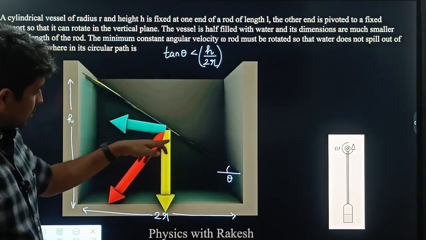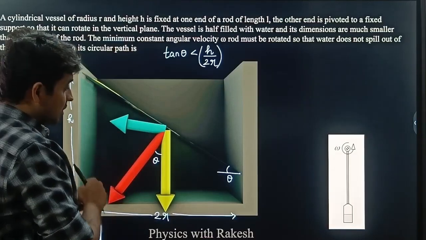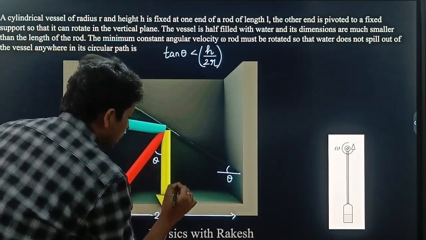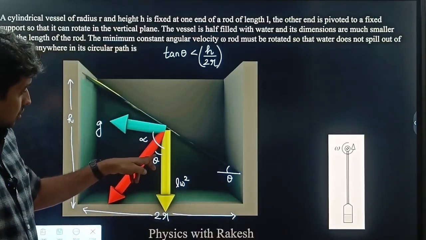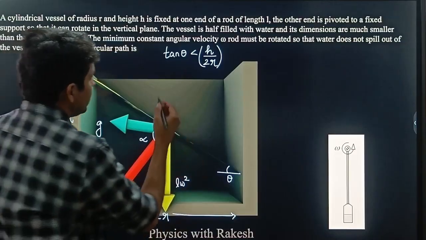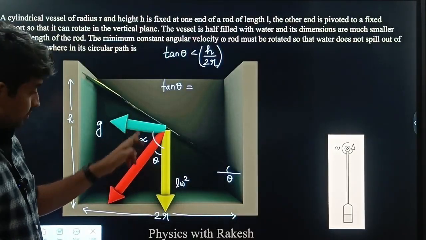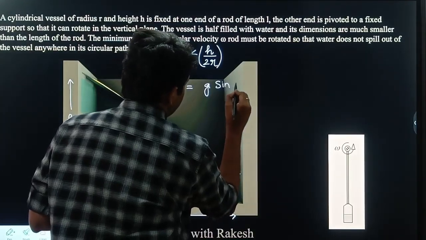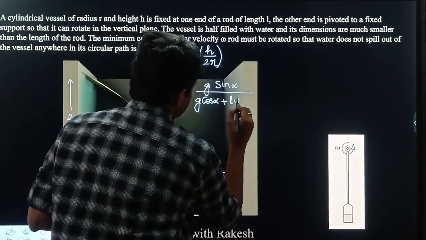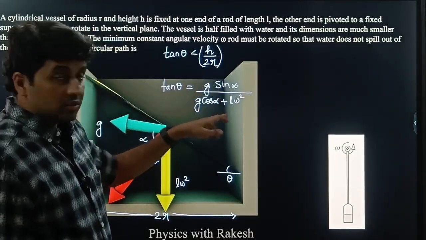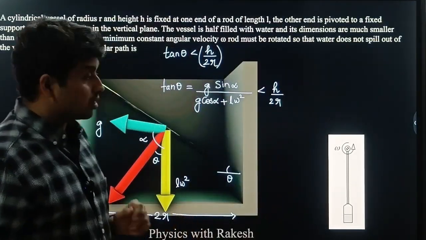If this is theta, this will be 90 minus theta because it's vertical, and this will be theta. Why? Because our water surface is always perpendicular to the net acceleration. Now this vector is our L omega square. This vector is g. Suppose the angle between these two is alpha. So what is tan theta? From this, tan theta will be g sin alpha divided by, just from vectors, g cos alpha plus L omega square. Now this must be less than h by 2r, so that the water does not come out.